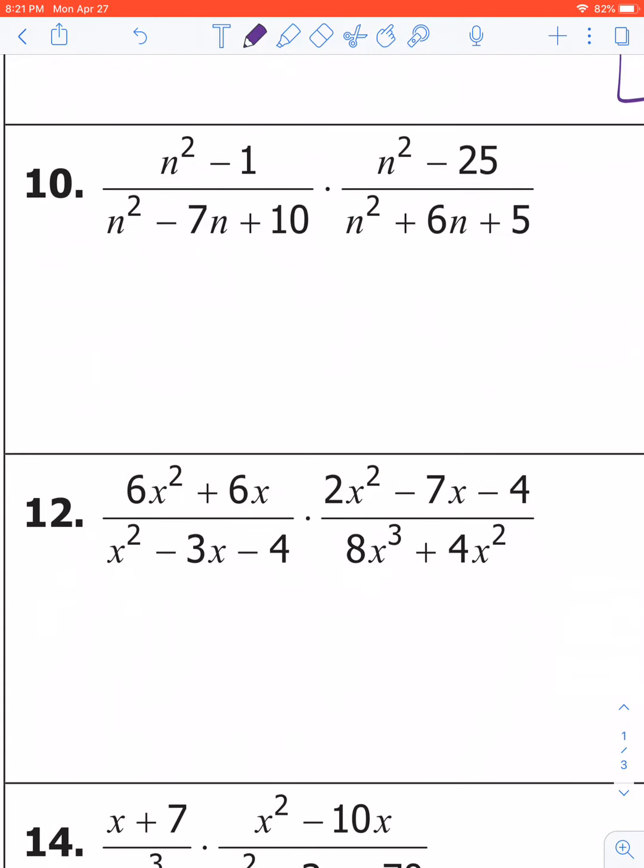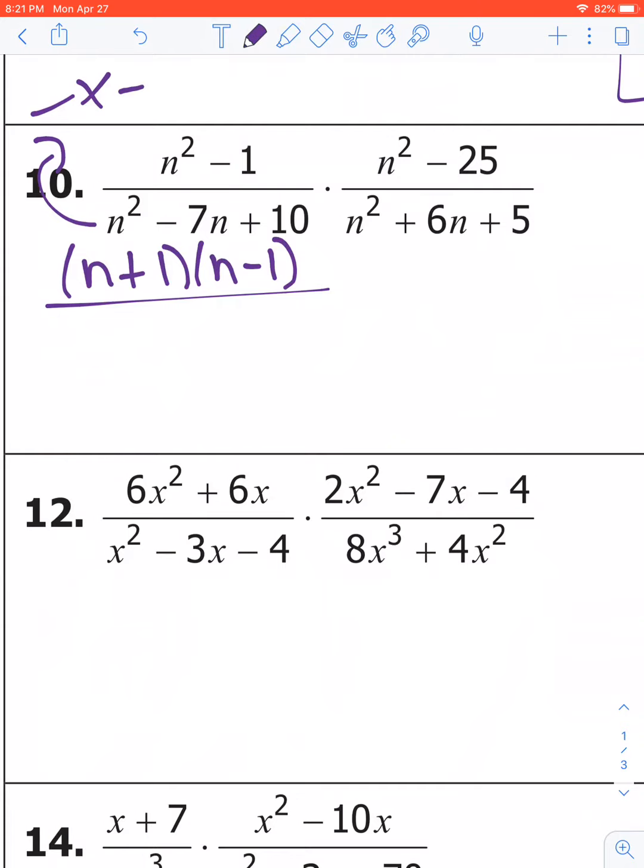Number 10. On number 10, the numerator has 2 terms, so it's a difference of squares. So I get n plus 1 and n minus 1. And then in the denominator, I have to find 2 numbers that multiply to give me 10 and at the exact same time give me 7. And that's going to be n minus 2, n minus 5.